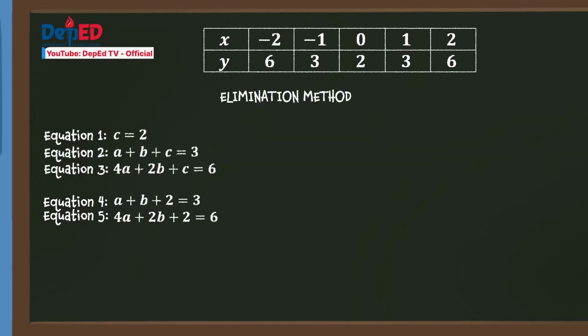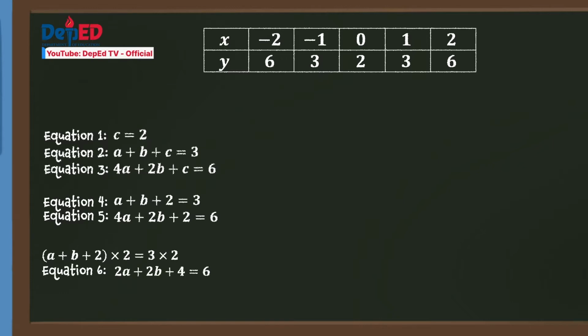We can continue solving the system using equations 4 and 5, and we may use elimination method. I am thinking of eliminating the variable b. Hence, I need to multiply both sides of equation 4 by 2 so that the coefficient of b will also be 2, just like in equation 5. Thus, we have equation 6: 2a plus 2b plus 4 equals 6. So, we now subtract equation 6 from equation 5, since they both contain the term positive 2b.